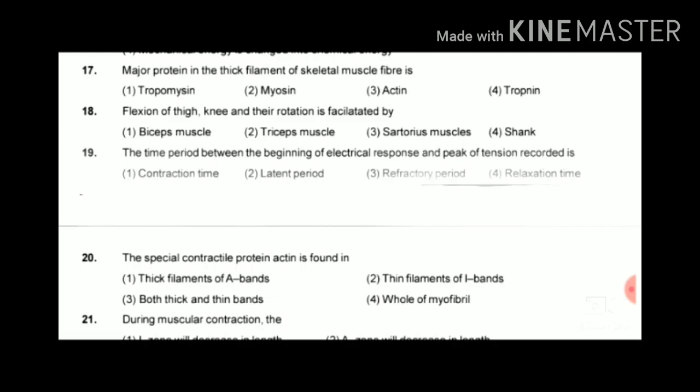Flexion of thighs, knees, and rotation is facilitated by number 1, biceps muscle, number 2, triceps muscle, number 3, sartorius muscle, and number 4, shank. And the answer is option number 3, sartorius muscle. Sartorius muscles are the longest muscles in the entire human body. It is basically present in the thigh and is also known as running muscle. So option number 3, sartorius muscle, is the right answer. Next is question number 19.